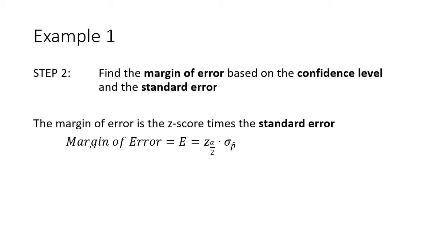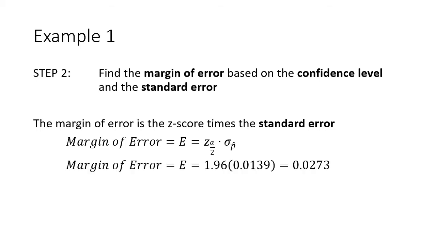Now, the margin of error, which is the next part, is multiplying that z-score we found in the beginning times the standard error we found in that last step. It's just the z-score times your standard error. So we multiply our z-score, which is 1.96, times our standard error, which we just found is 0.0139. And then my margin of error is this guy, the 0.0273. That's my margin of error, and our margin of error is typically given by the variable E.